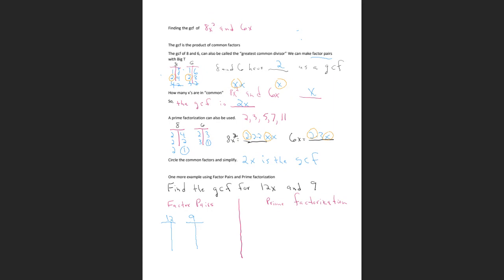So we have 1 times 12 is 12, if I'm doing factor pairs. 2 times 6 is 12. 3 times 4 is 12. 4 times 3 is just repeating, so that's off the table. We don't need it. If I do 9, we do have 1 times 9 and just 3 times 3. But notice that 3 there is repeating, so that means we get to stop.